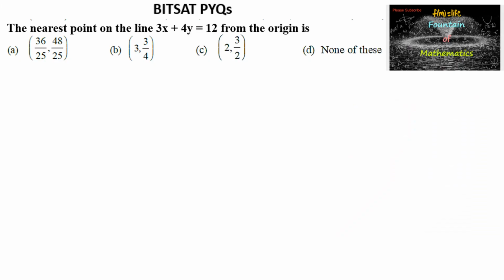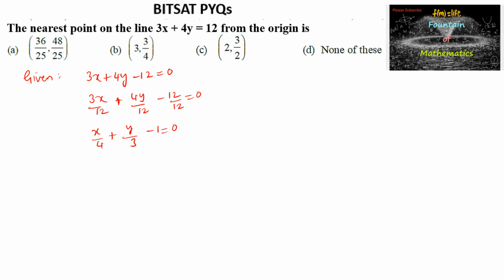We need to find the nearest point on the line from the origin. So given line equation 3x plus 4y minus 12 is equal to 0, or we can write 3x upon 12 plus 4y upon 12 minus 12 upon 12 is equal to 0. So we can write x upon 4 plus y upon 3 minus 1 is equal to 0.